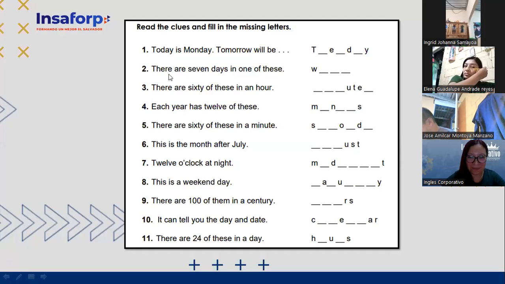N-I-G-H-T. ¿Sería? Medianoche. Midnight. In English, Daria, yes, that is correct. Midnight. Correct. Muy bien deletreada. Thank you. Number eight.